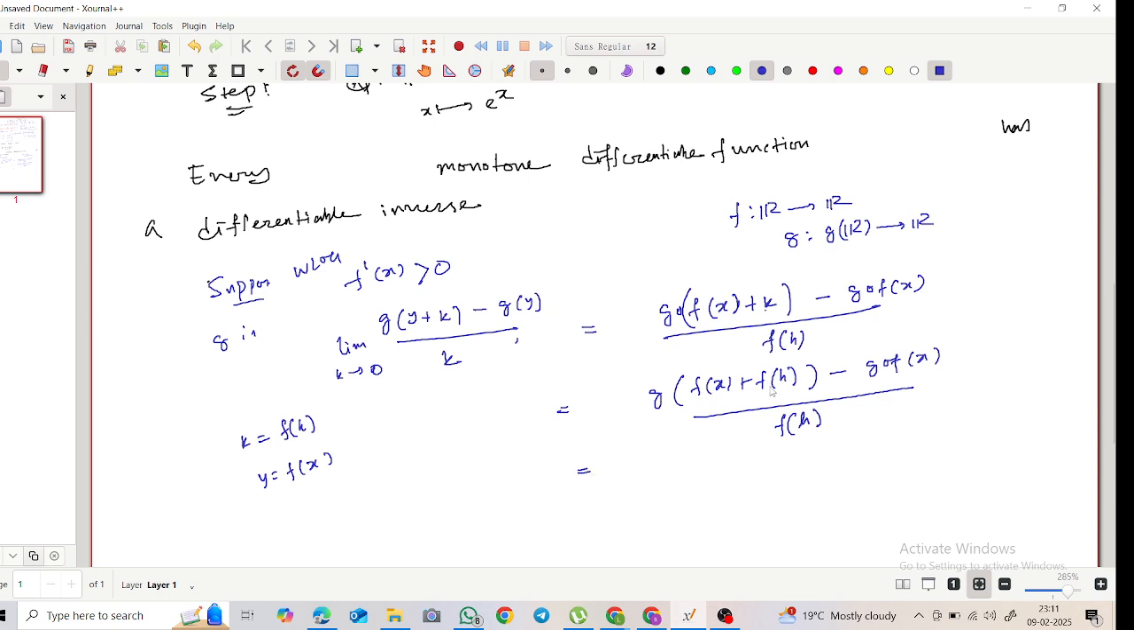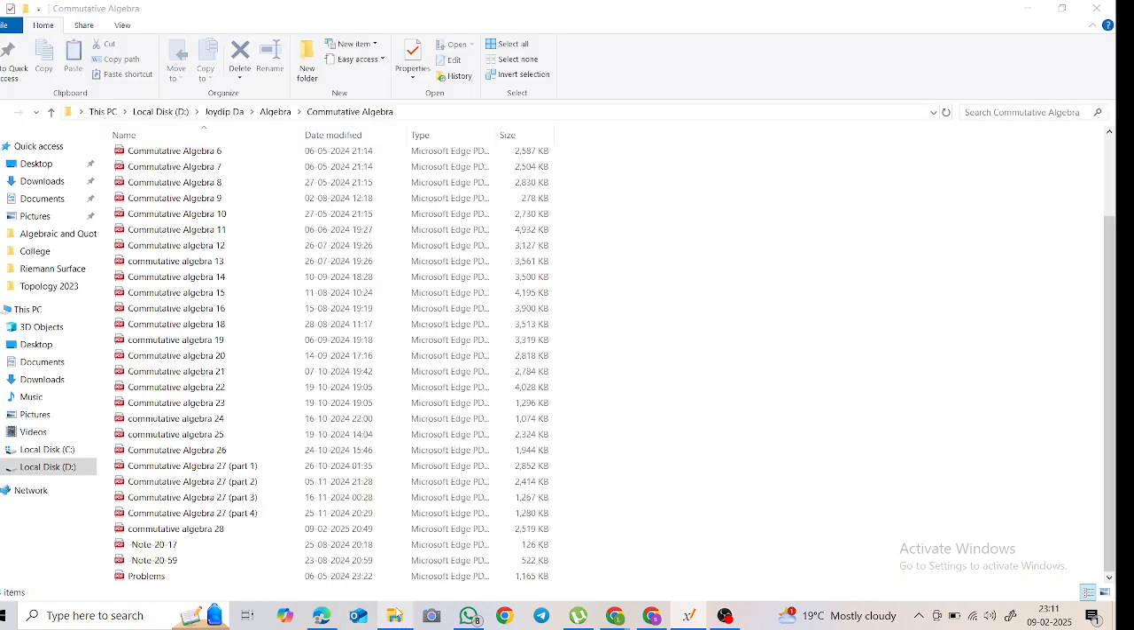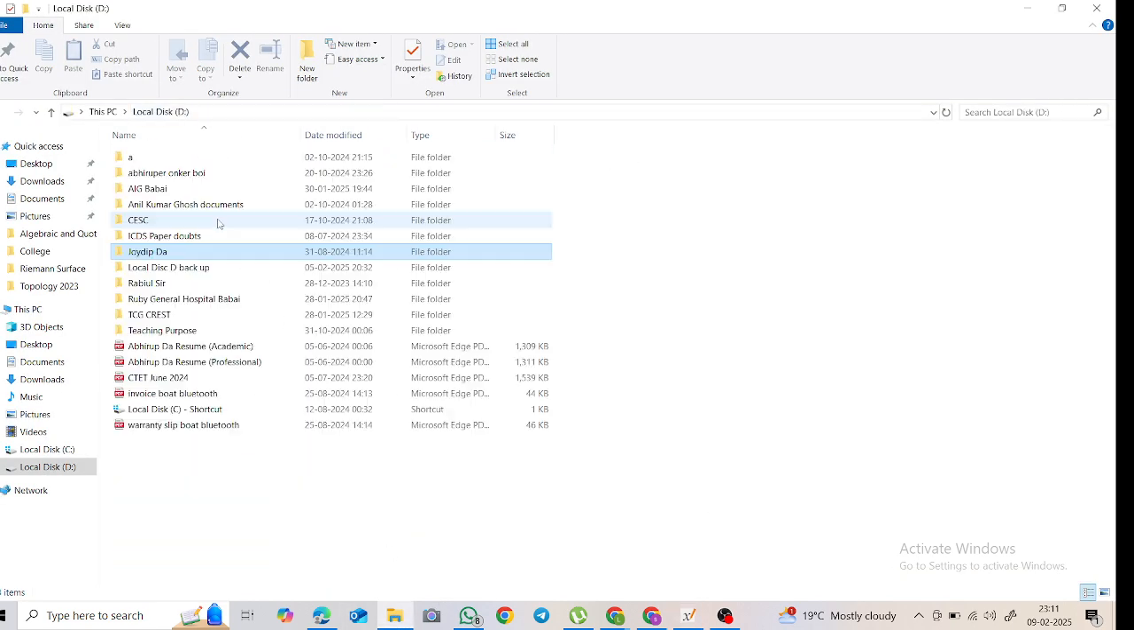And since f is continuous, f of x plus h, this will look like f of x plus h. I mean, I'm just giving you an idea. For a detailed proof, you can see Rudin. Okay. Okay, just a minute. I mean, I can show you that.